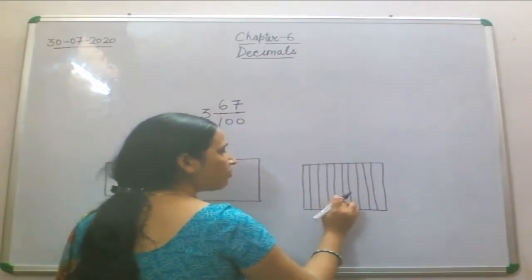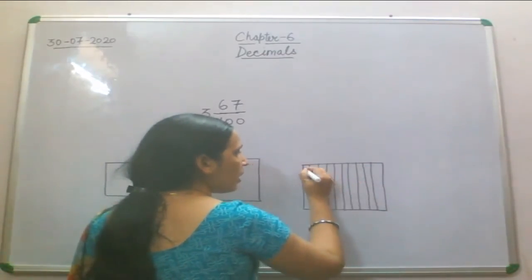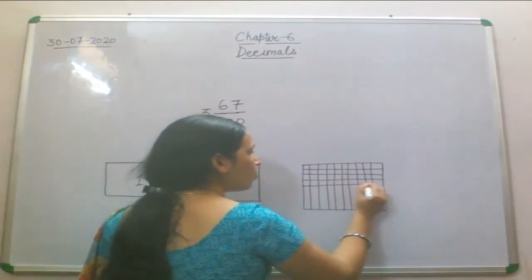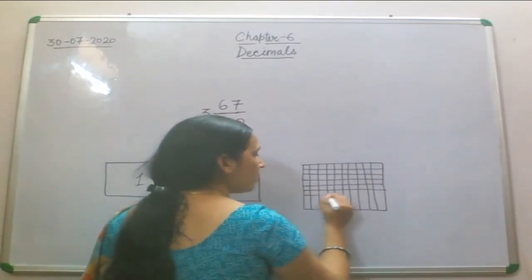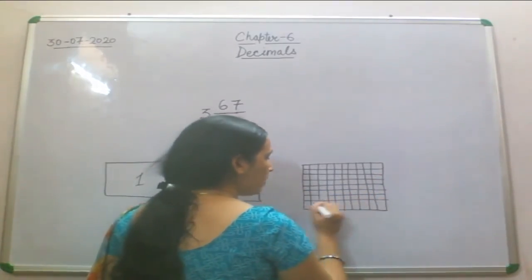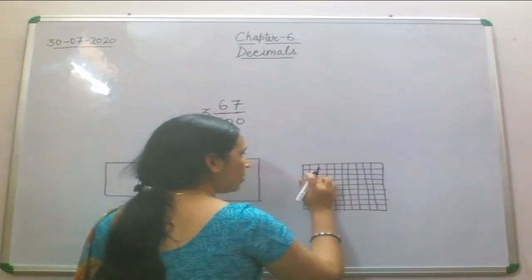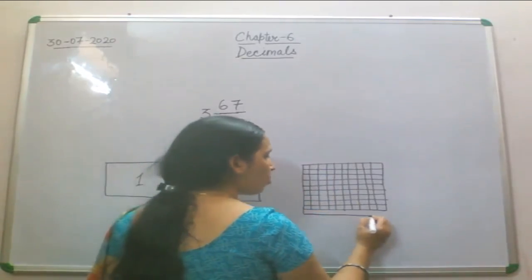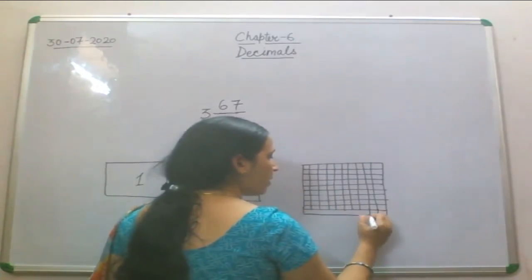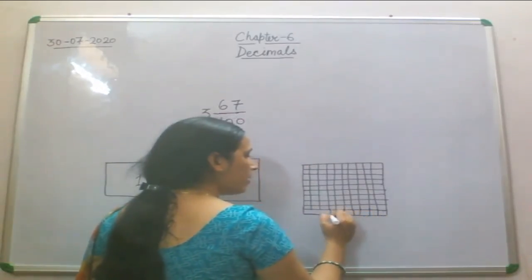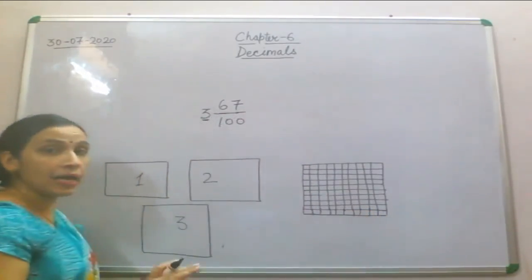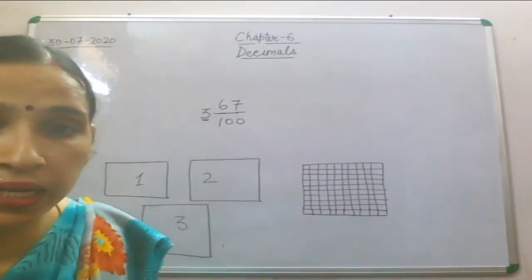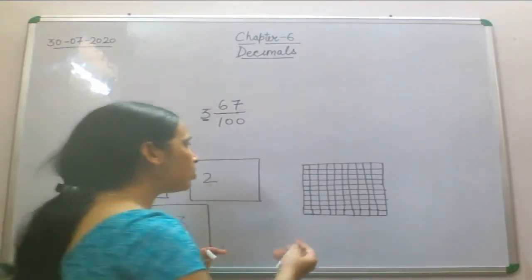1 2 3 4 5 6 7 8 9 10, and one more we are going to draw here, that is 10. It means how many squares have I made? I have made 100 squares, and out of those 100, how many are shaded? 67 are shaded.